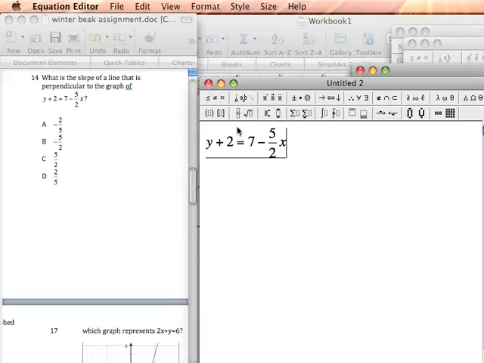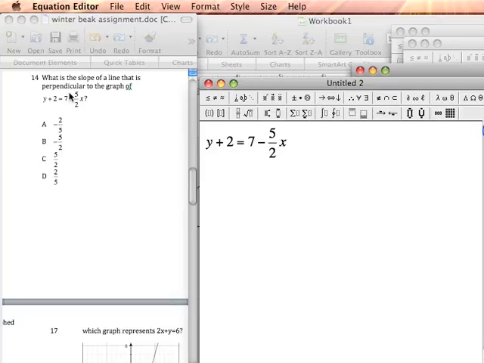Okay, students, for problem number 14, I see the word perpendicular here. And the second I see the word perpendicular, I had better solve for y. It's the only way I can tell. Whenever you have the words parallel or perpendicular, the only way you can tell if anything is parallel or perpendicular is to first solve for y, so it's in slope-intercept form.